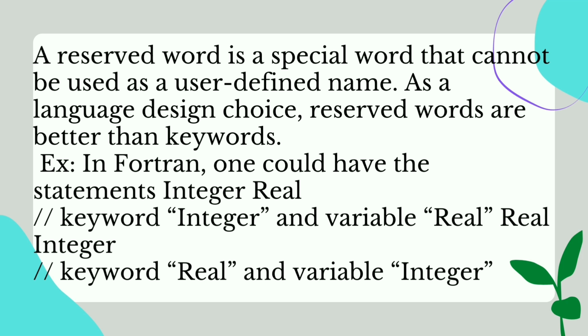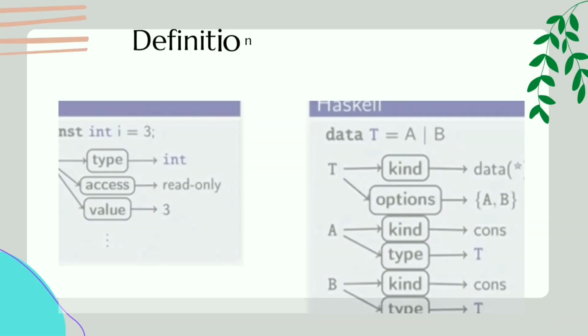Reserved words. A reserved word is a special word that cannot be used as a user-defined name. As a language design choice, reserved words are better than keywords. For example, in Fortran one could have the statements: integer real, where integer is the keyword and the variable is real; and real integer, where real is the keyword and the variable is integer.